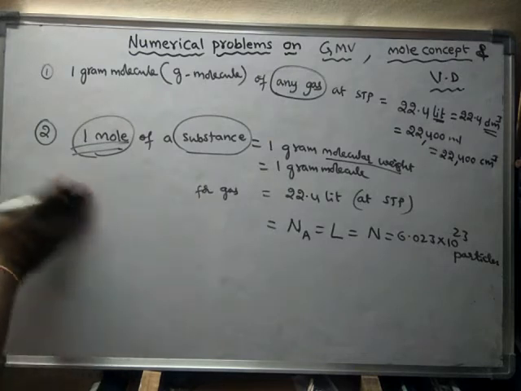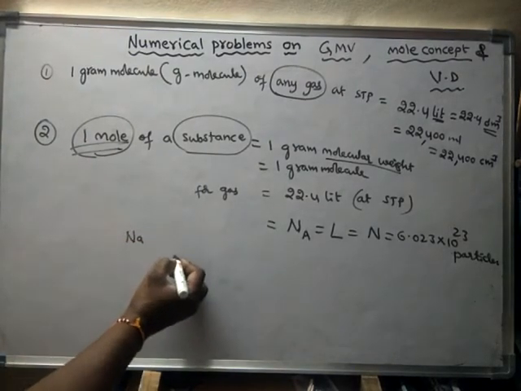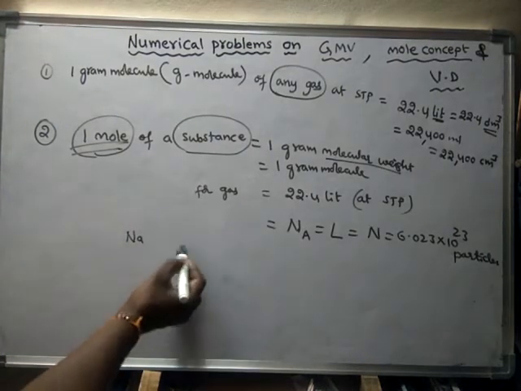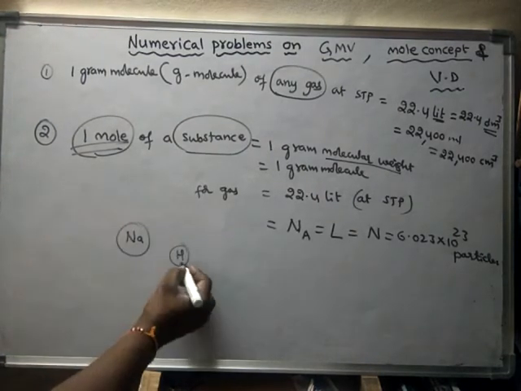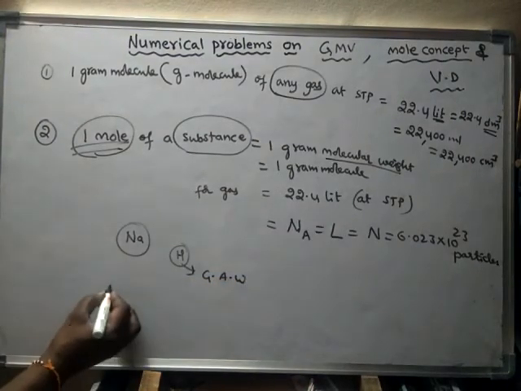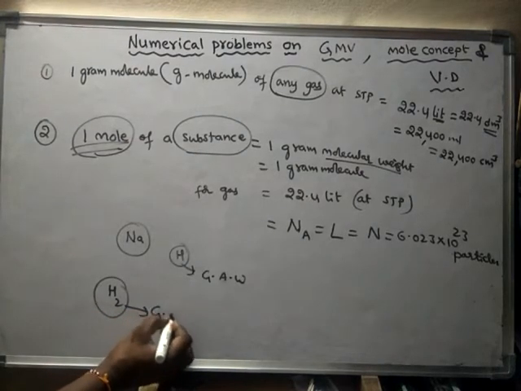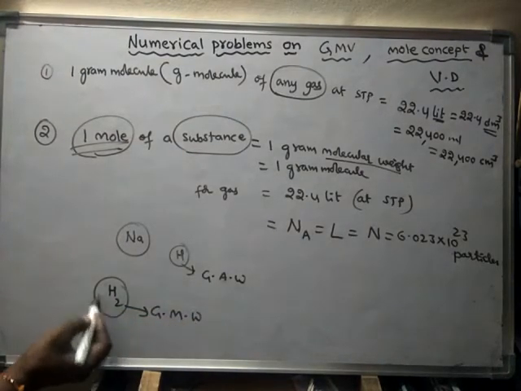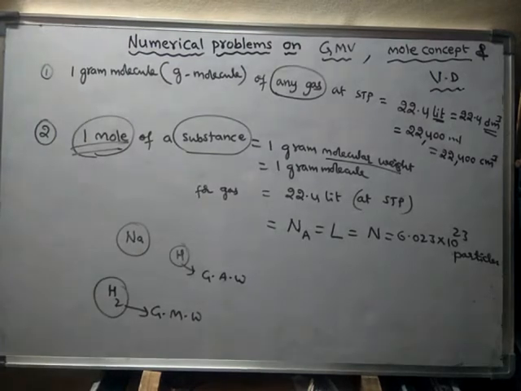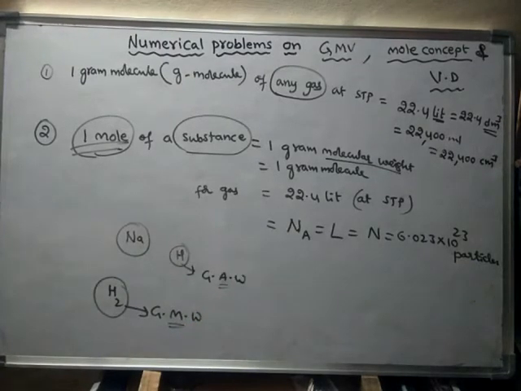For example, for a particle like this, if I write like this, this is an atom. So for such particles we have to take gram atomic weight. Suppose if I write like this, then it is a molecule. For such particles we have to take gram molecular weight, because if you add the weights of 2 hydrogen, then you will get a molecular weight. Here only single hydrogen means atomic weight. Right? So like this.